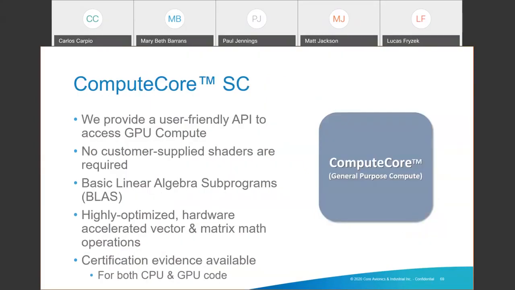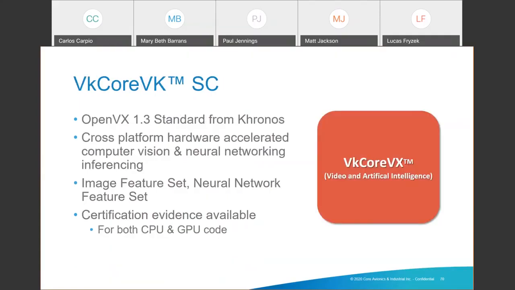So our compute core product provides basically math acceleration, namely basic linear algebra subprograms for highly optimized vector and matrix math operations, and then also fast Fourier transform for doing signal analysis and Fourier analysis. And like I said, certification evidence is available for everything here, including code that's running on the CPU and GPU. We have our VK Core VX product, which is a relatively new announcement where we're supporting the OpenVX standard from Kronos. So this is a high-level compute standard from Kronos that's meant for computer vision and neural network inferencing.